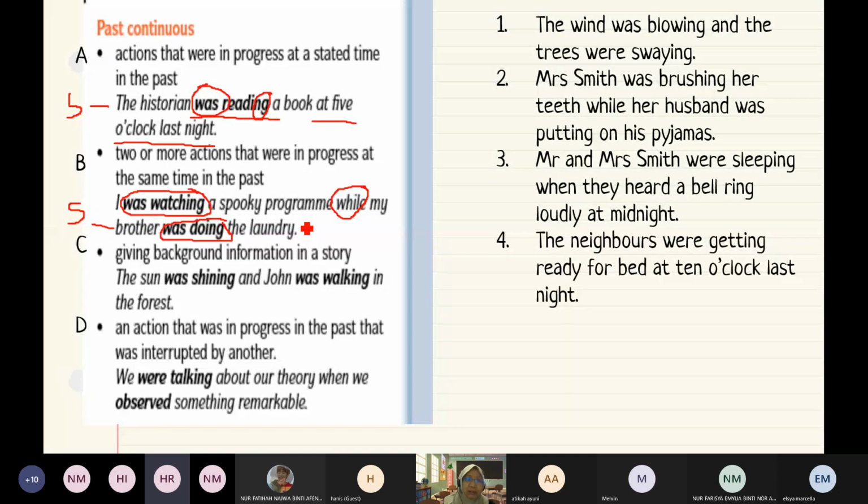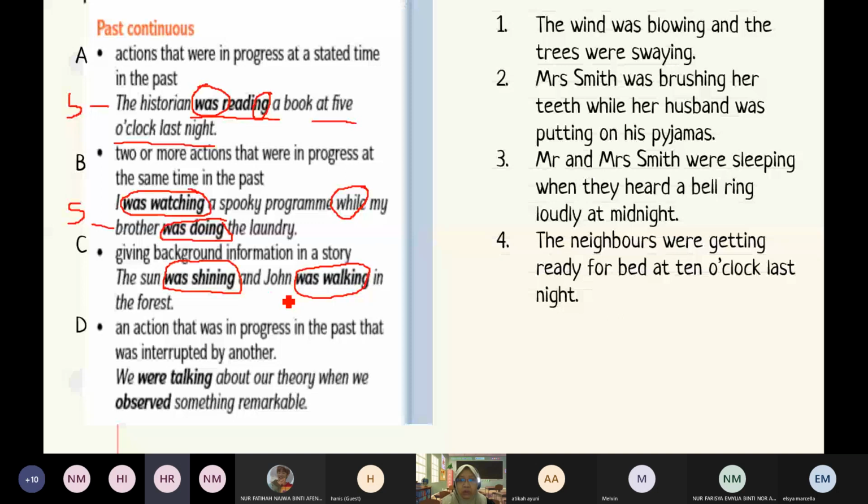Alright, C, giving background information in a story. Okay, bila awak nak menerangkan sesuatu, latar belakang sesuatu cerita, so you use past continuous tense as well. This one, the sun was shining, John was walking. Again, we use was because it refers to singular, the sun and John.